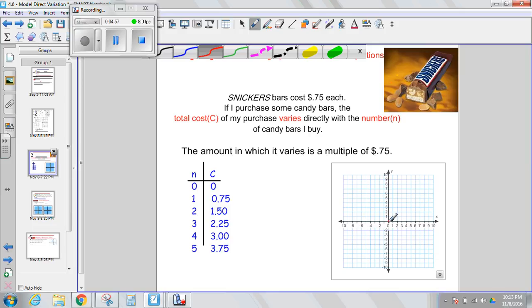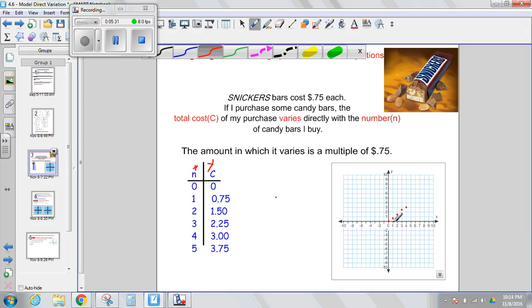We're going to have a point at 1 and 75 cents. So we're thinking of our n as our x-axis, and our c will be like our y. So if we have 2 candy bars, we'll have $1.50. 3 candy bars, we're at $2.25. 4 candy bars, $3, and so on. And I can draw a line to go through each of those points.